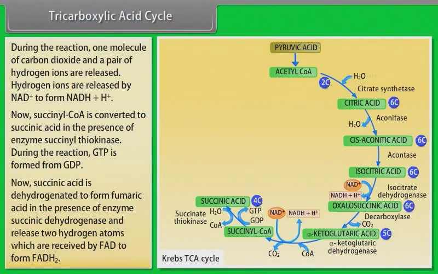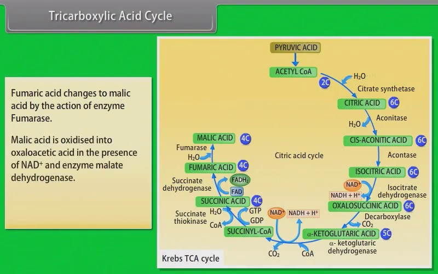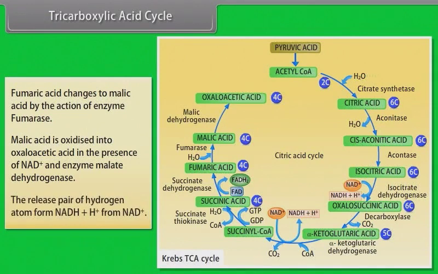Now succinic acid is dehydrogenated to form fumaric acid in the presence of enzyme succinic dehydrogenase and releases two hydrogen atoms which are received by FAD to form FADH2. Fumaric acid changes to malic acid by the action of enzyme fumarase. Malic acid is oxidized into oxaloacetic acid in the presence of NAD+ and enzyme malate dehydrogenase. The released pair of hydrogen atoms forms NADH plus H+ from NAD+.